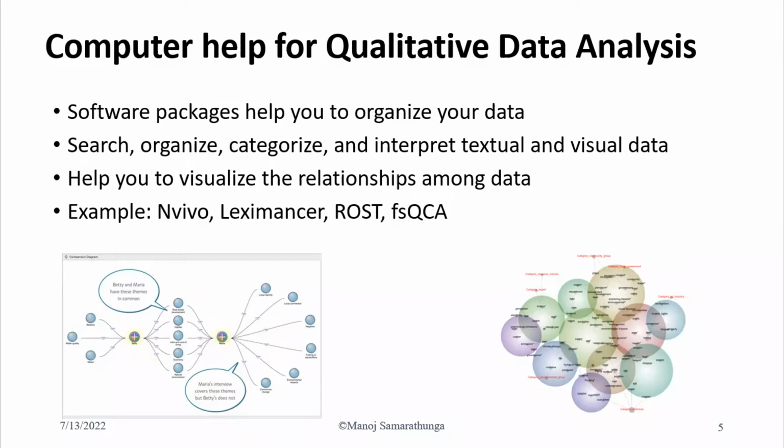It helps you to search, organize, categorize and interpret the textual and visual data, and it helps you to visualize the relationships among the data. And it is not only the NVivo software that we have. We have the Leximancer software, a web-based software. We have ROST, and we have fsQCA, the fuzzy-set qualitative comparative analysis software as well.